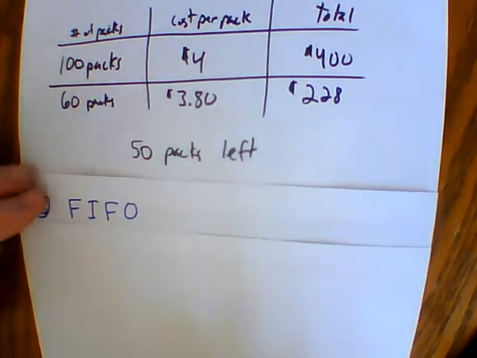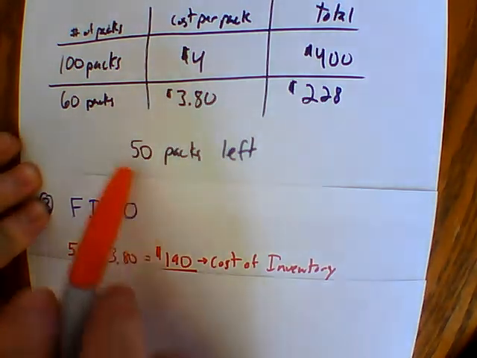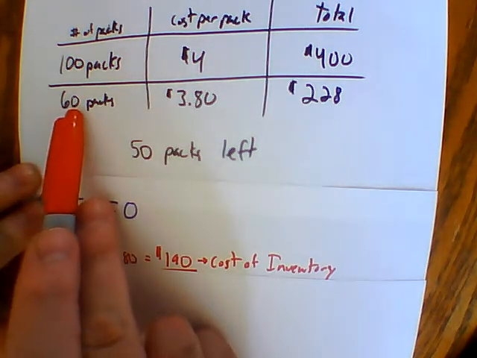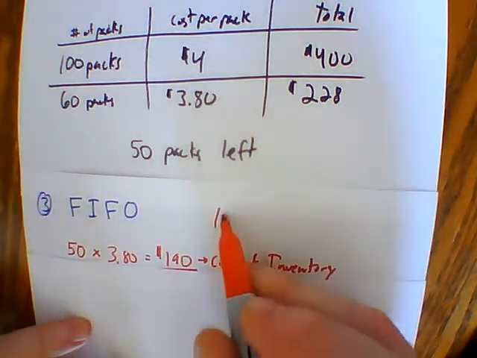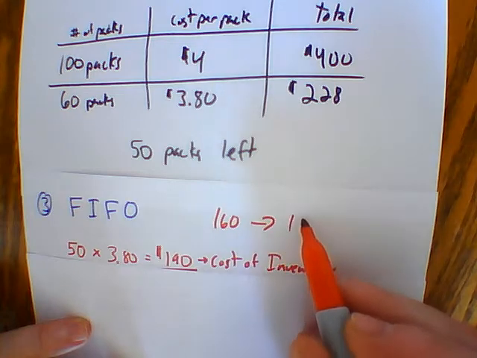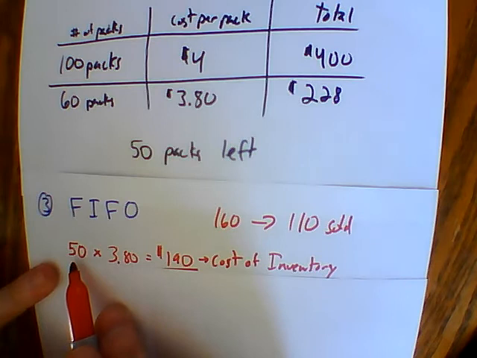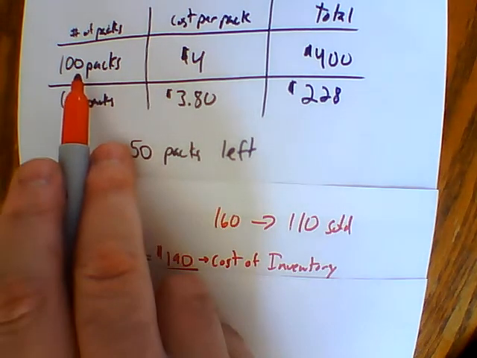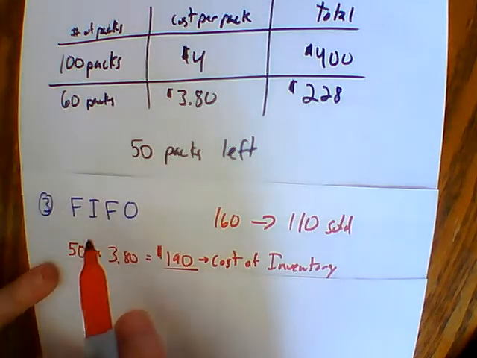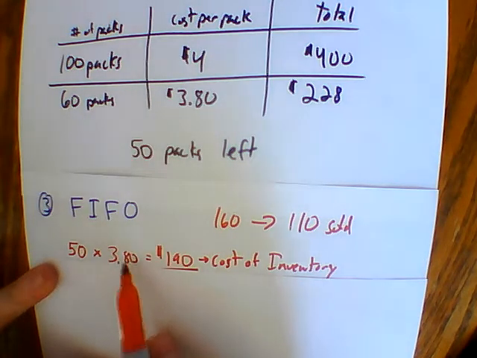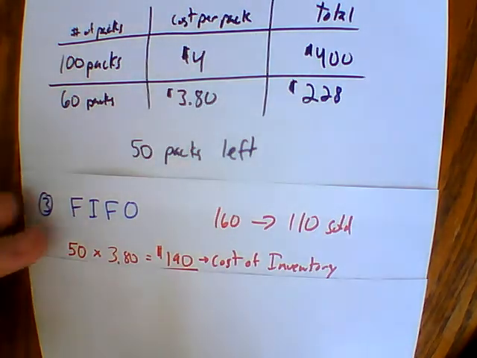So we look at our inventory and state, well, if there's 50 packs left, that means the 50 packs are coming from those last ones entered in because we sold. So if we have 160 packs, that means 110 sold, leaving us 50 left. So 100 packs sold from here, and then 10 packs sold from here, so we have 50 left here. So we take 50 times $3.80, telling us we have $190 to our cost of inventory.